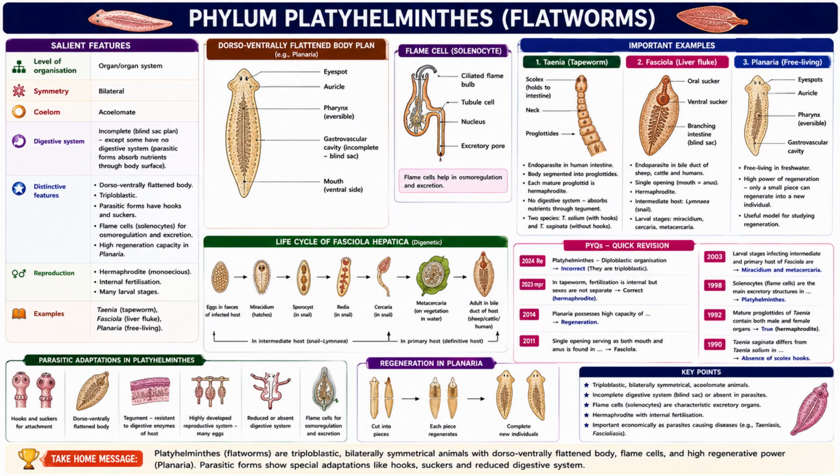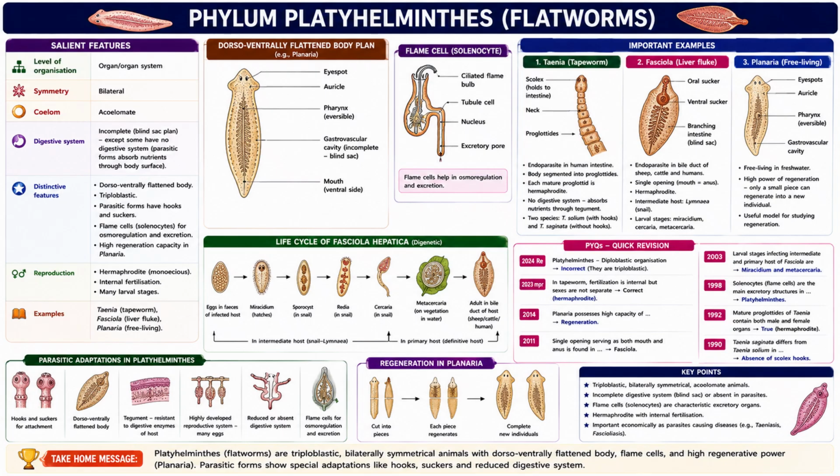Phylum Platyhelminthes, or flatworms. In the flatworms, that is Platyhelminthes, the level of organization is organ, and sometimes organ system also, with bilateral symmetry, and they are acoelomate. It means there are a few characters which are advanced and a few which are primitive in nature.